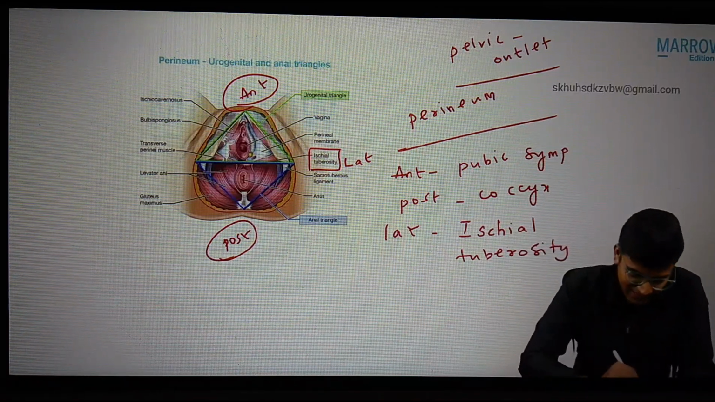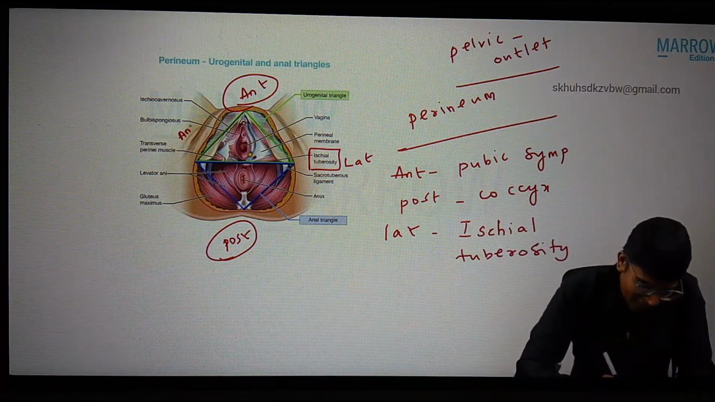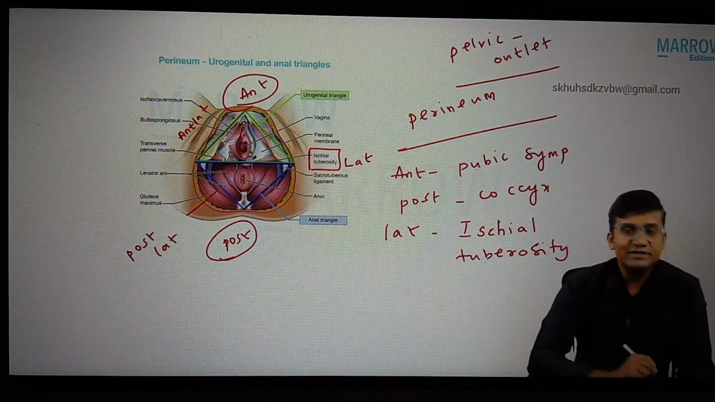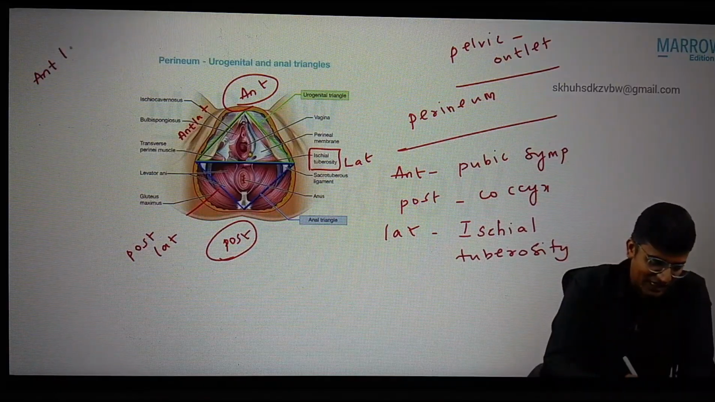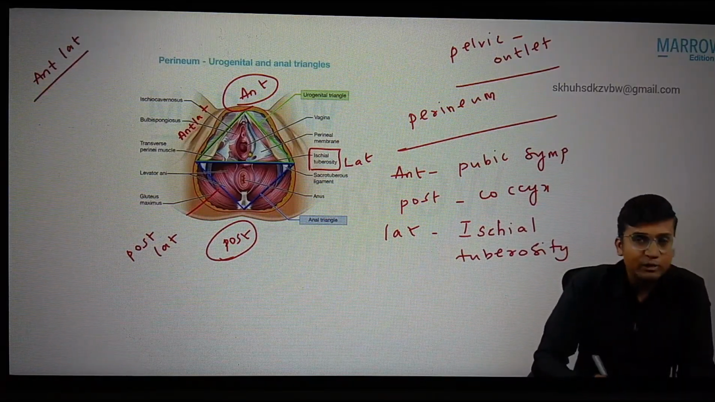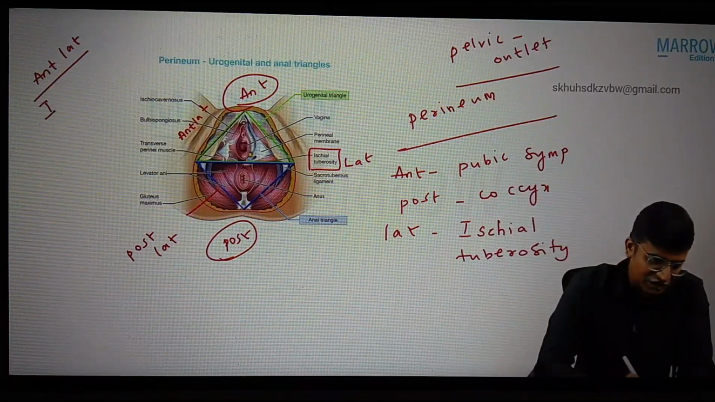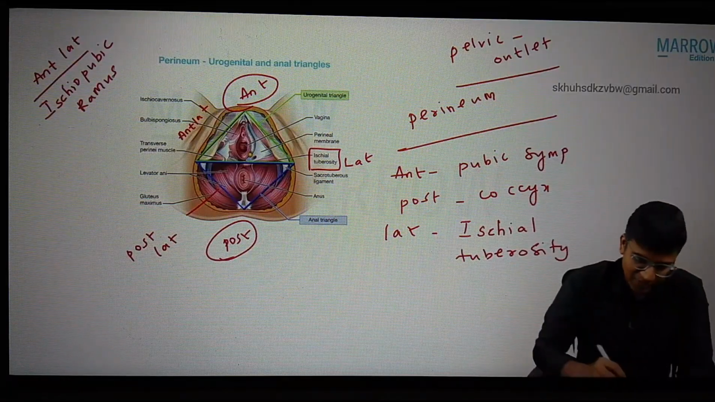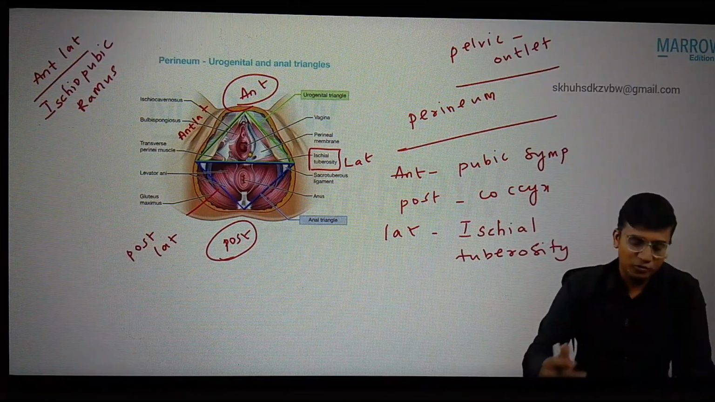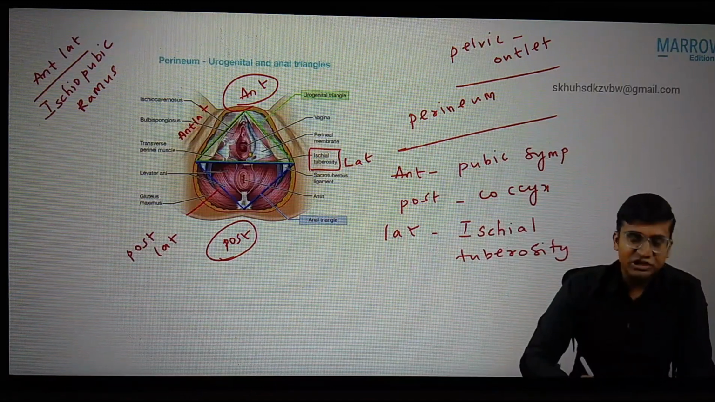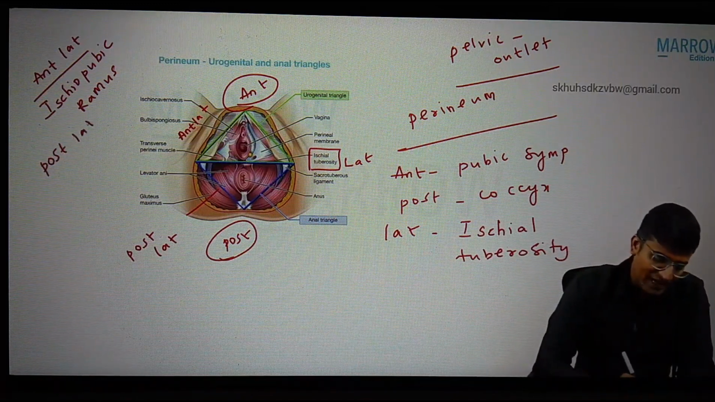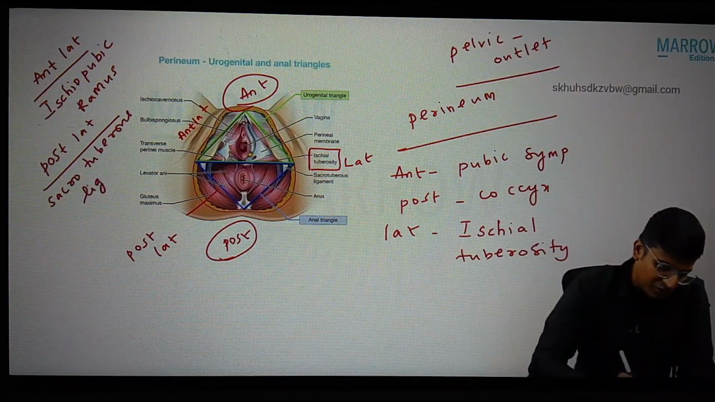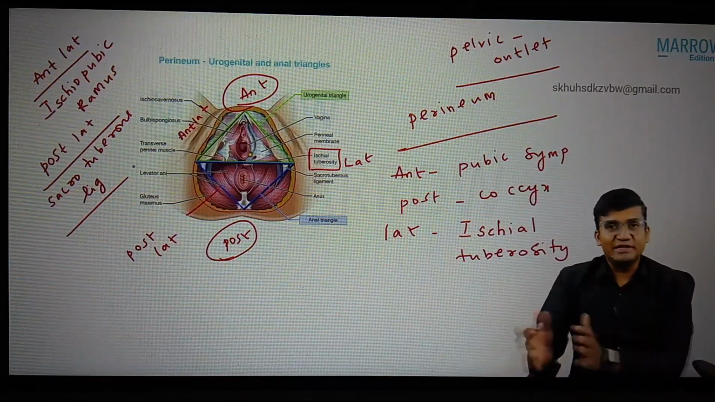Here, this is anterolateral and this is posterolateral. Anterolaterally, we have the ischiopubic ramus, the part connecting the ischium bone and the pubic bone. Posterolaterally, we have a ligament, the sacrotuberous ligament, from the sacrum to the ischial tuberosity. This is the boundary of the perineum.